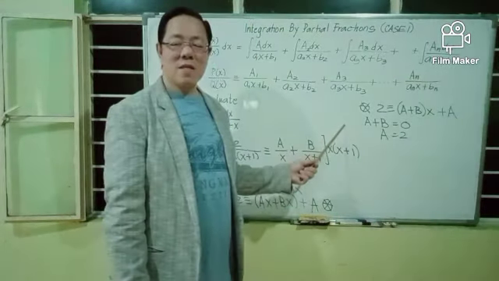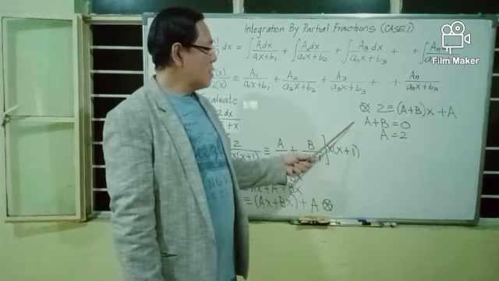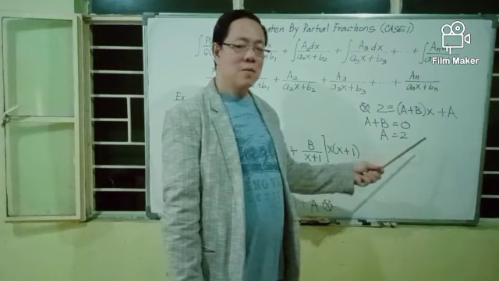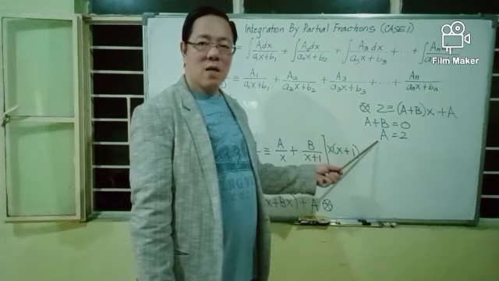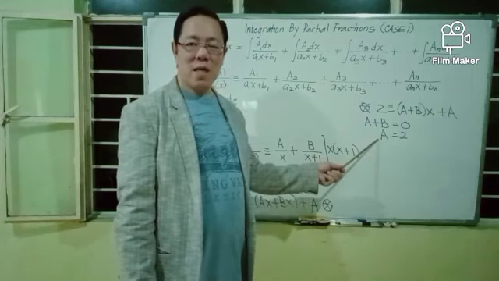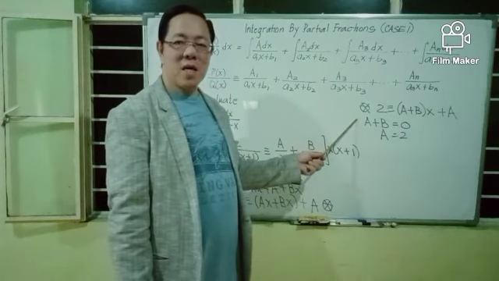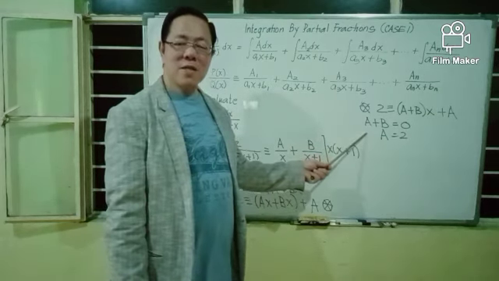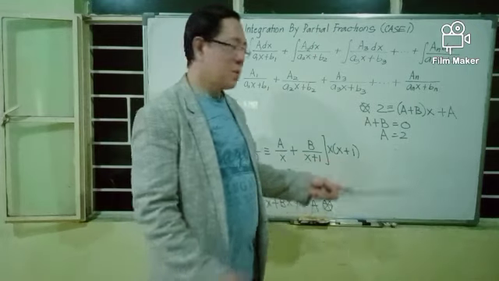Now, we have a system of linear equations. The first is linear in a and b, a plus b equals 0. And the second equation is linear in one variable a. And we solve for a and b from this system of linear equations. And it is clear that a is equal to 2.